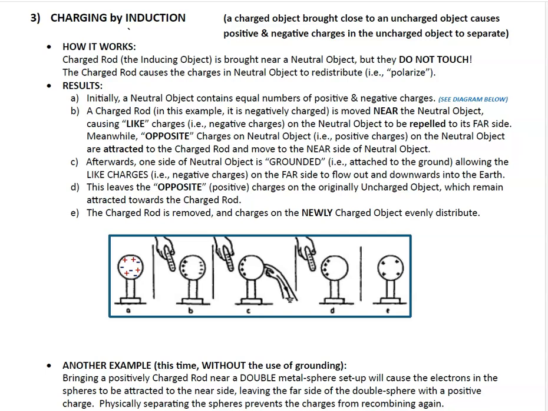And this would leave in panel D only the opposite charges on the originally uncharged object. In this case, the positive charges are left because we used a negative charged rod. And in panel D, you'll notice the positive charges are still attracted to the negative charges in the charged rod, so they tend to be on one side. But when you remove the charged rod in the last panel, the charges on the conducting sphere, remember these are the only charges, in this case they're positive charges, and they want to get away from each other, so they will evenly distribute around the outside surface of the object.